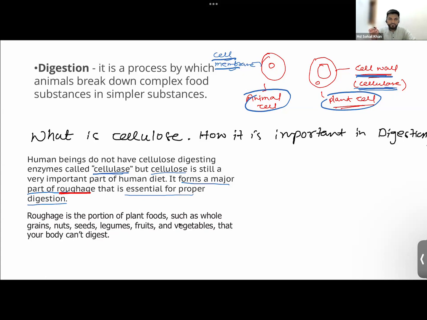Is the cell wall cellulase or cellulose? Sorry, it's cellulose. The cell wall is made up of cellulose. Cell wall is made up of cellulose.